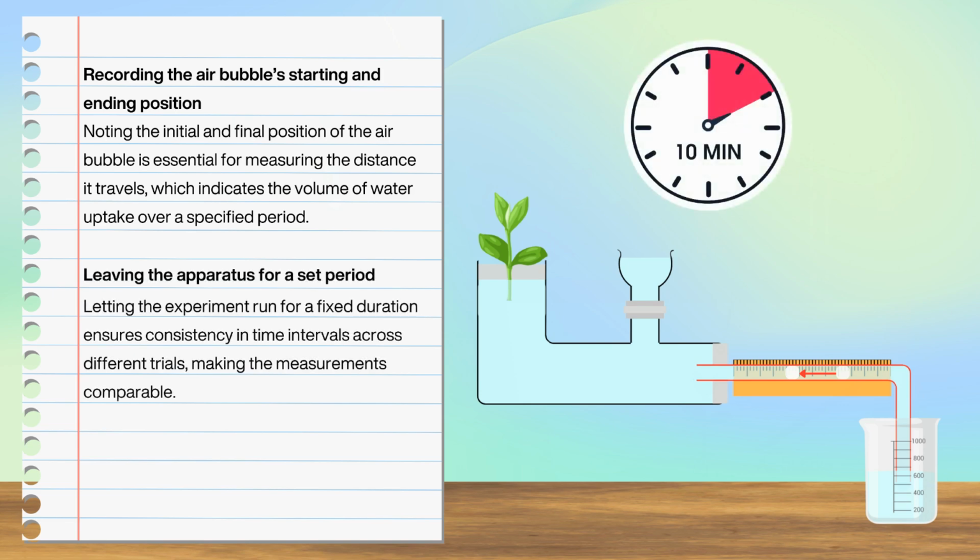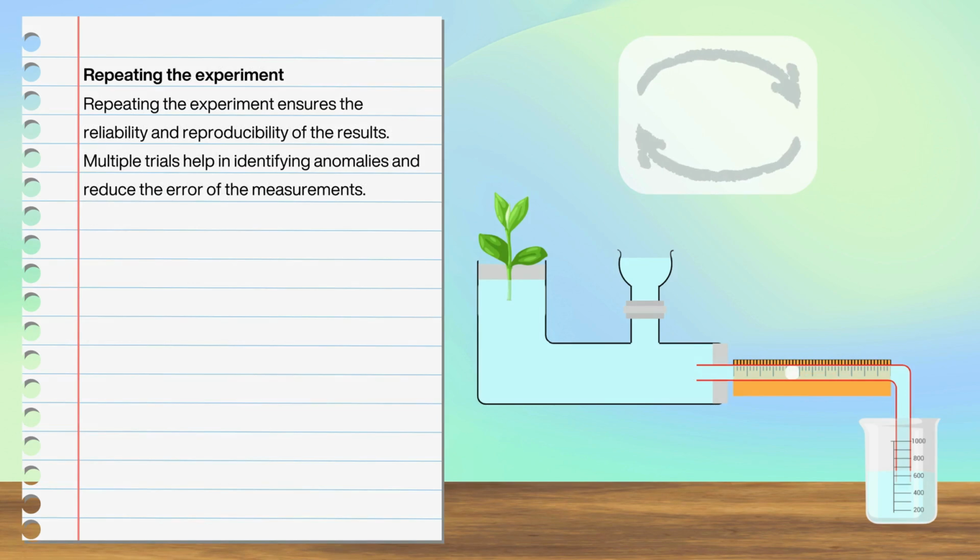Then, we left the apparatus for a set period of time. This allowed the experiment to run for a fixed duration, which ensures consistency in time intervals across different trials, making the measurements comparable. Next, we repeated the experiment, which ensures the reliability and reproducibility of the results. Multiple trials help in identifying anomalies and reduce the error of the measurements.